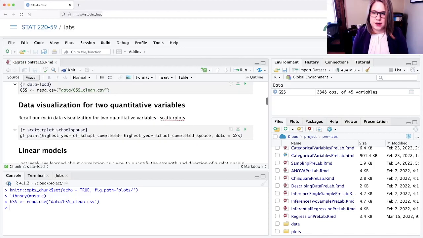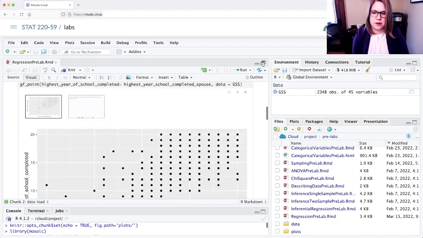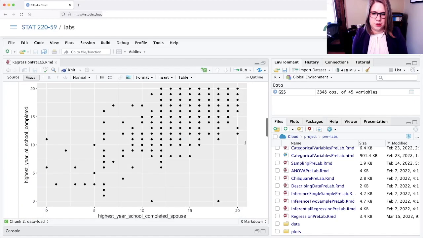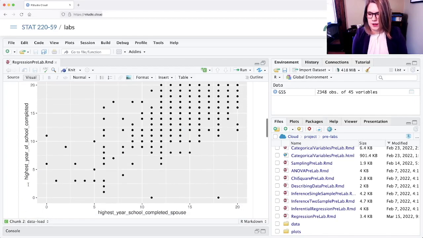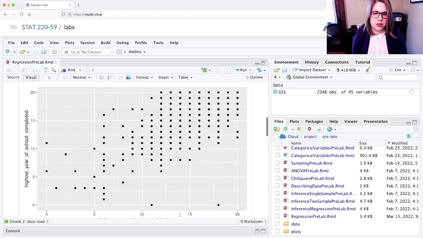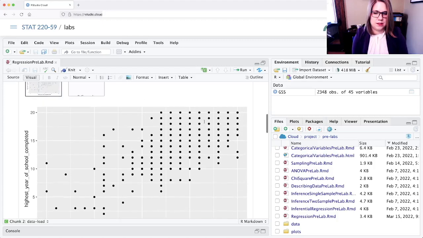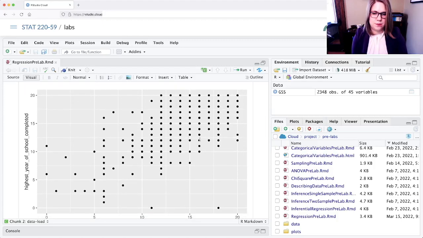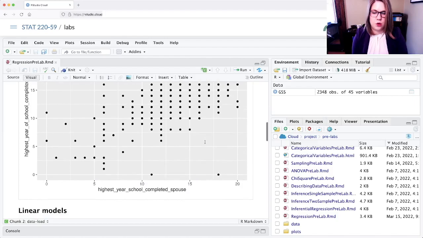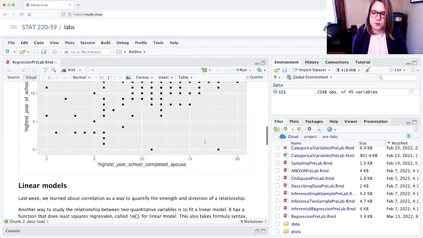We talked last time about our visualization for two quantitative variables, which would be a scatter plot. So we could look at the relationship between two variables. In this case, I'm looking at the relationship between the highest year of school someone completed and the highest year of school their spouse completed. And that looks roughly linear. It looks like a positive trend. I would probably say that this is a moderate relationship. We could also look at the correlation if we wanted to.